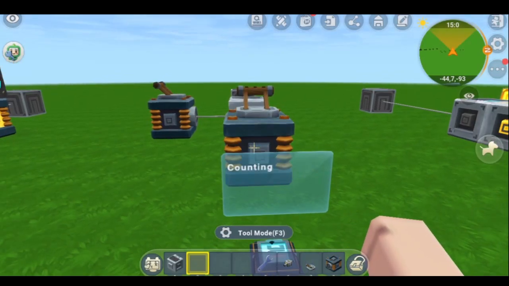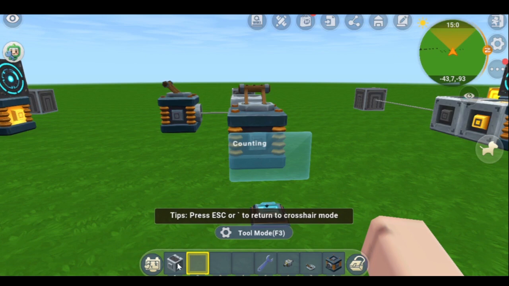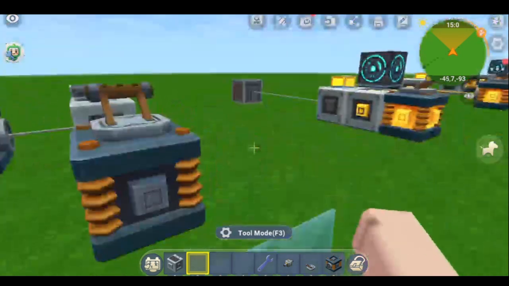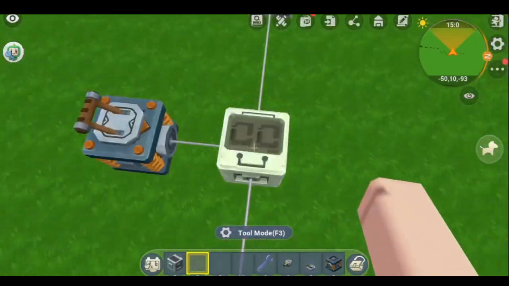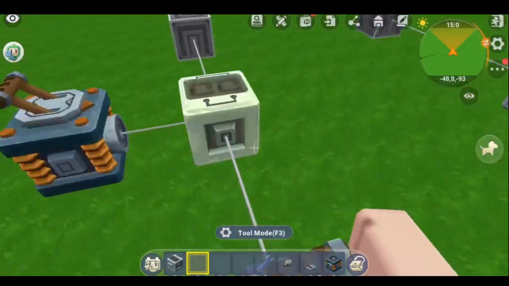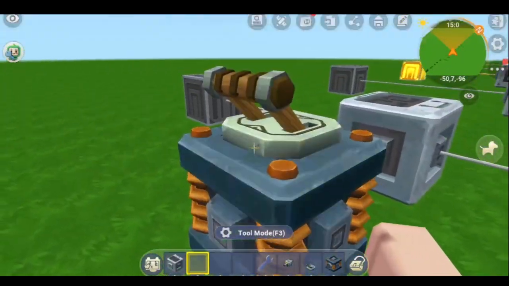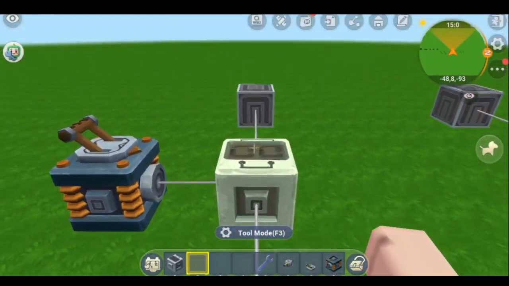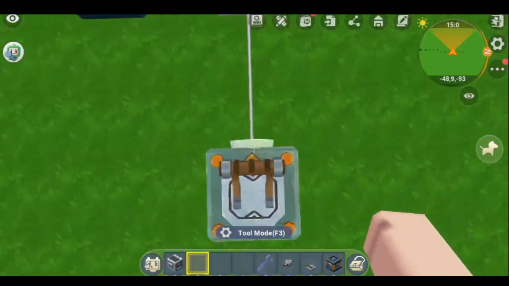The next block that we are going to see in our system is the counter block, okay? The Celestium counter. What it's going to do is that every time that you give energy to this specific block, it's going to increase the amount of counting that it has on the top. And it's going to release that energy when you send any kind of energy from the side. Okay, so remember, from the back is going to increase or decrease. Let's see the example.